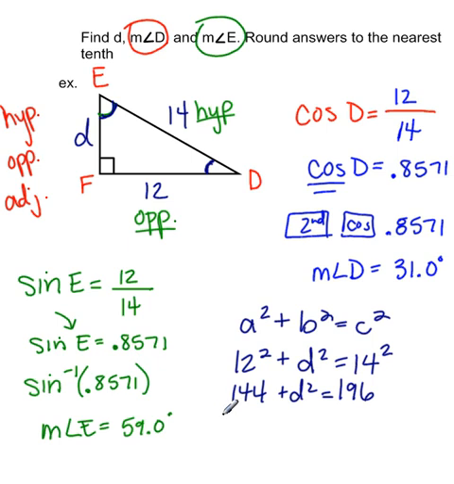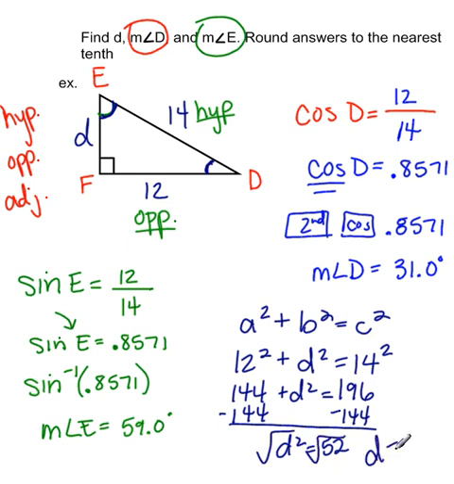To get D by itself, I'm going to subtract 144 to the other side, and I've got D squared equals 52. Not good enough yet, though. I got to get D by itself. So let's square root both sides, and let's round this to the nearest tenth as well. So I have D equals 7.2. As of now, there is no unknown information for this triangle at hand. We have solved this right triangle.